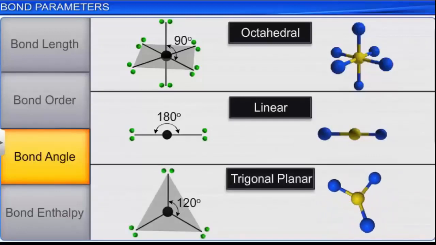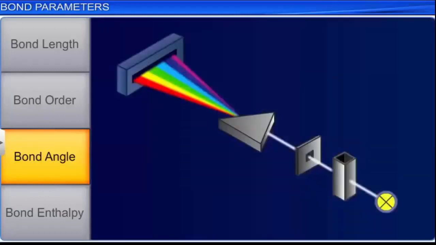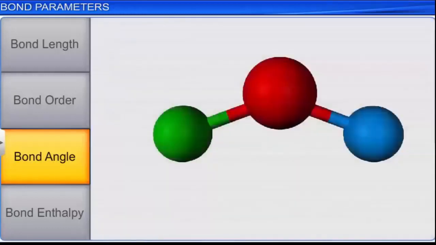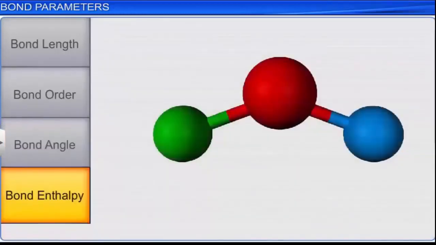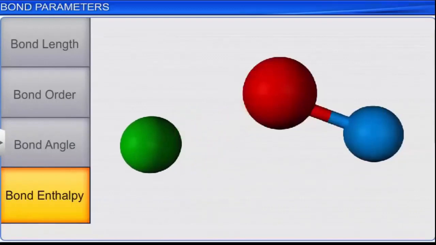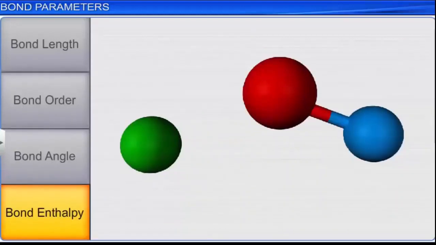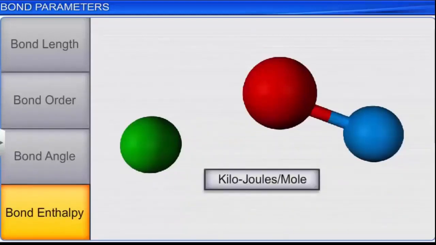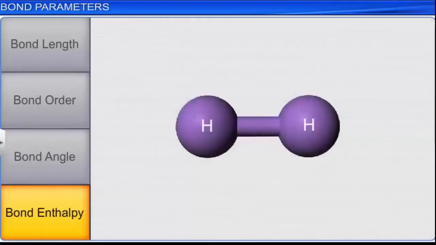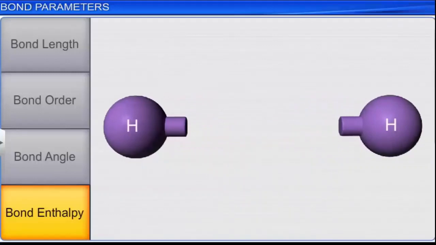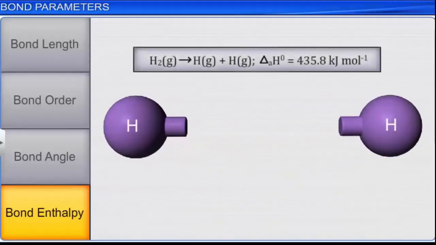Bond angles are measured using spectroscopic methods. Another bond parameter, bond enthalpy, is defined as the amount of energy required to break one chemical bond between two gaseous atoms in a molecule. It is expressed in kilojoules per mole. For example, the energy required to break the bond between the two atoms of a hydrogen molecule is 435.8 kilojoules per mole.